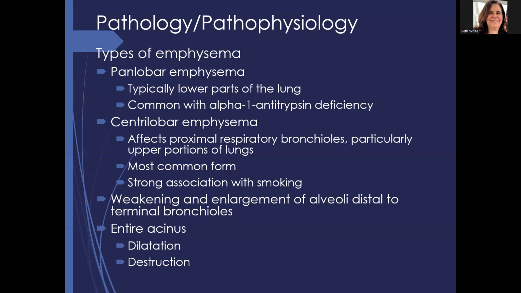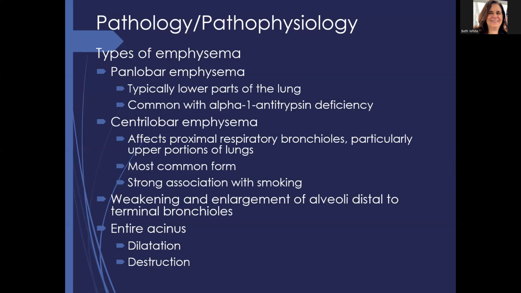Central lobar emphysema is in patients that have developed emphysema because of exposure to smoke, chemicals, or something in the environment. It affects the proximal respiratory bronchioles, particularly the upper portions of the lungs. Central lobar emphysema is the most common and has a strong association with smoking. So panlobar: lower lungs, alpha-1 antitrypsin deficiency. Central lobar: upper lungs, associated with smoking or other environmental exposure.